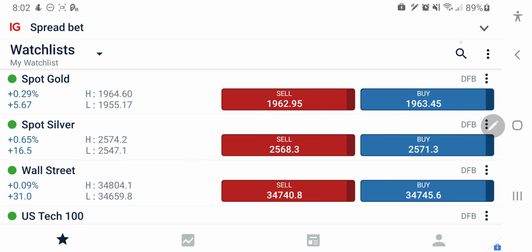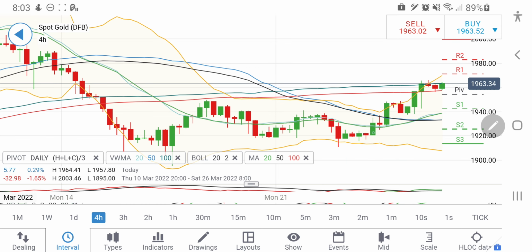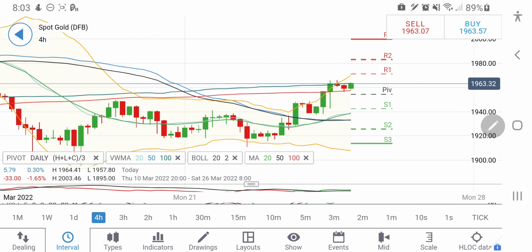Now let's start the day with gold first. Gold currently trading at 1963 levels. Now you must recall that I have been shouting this since last couple of days that gold is trying to give a breakout, and that is what it did yesterday. It gave a wonderful breakout and achieved 1965 plus levels. That was the target. Now what can be expected today?